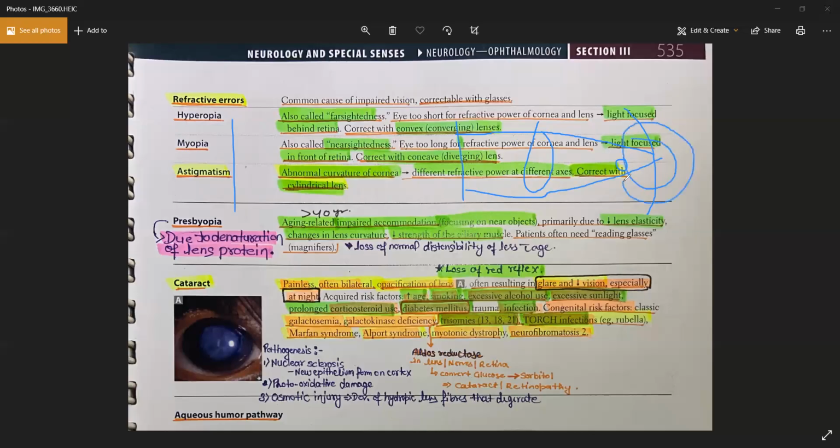That happens because of an increase in the converging power of my lens. That can happen because of cataract. It can happen because of an increase in the curvature of my cornea. It can also happen because of a change in the size of my eyeball. Can I say that?